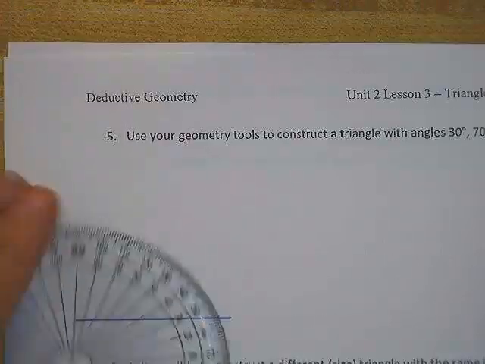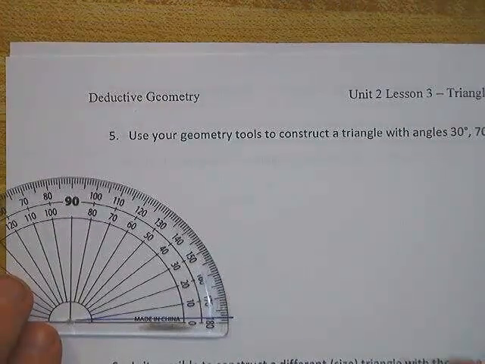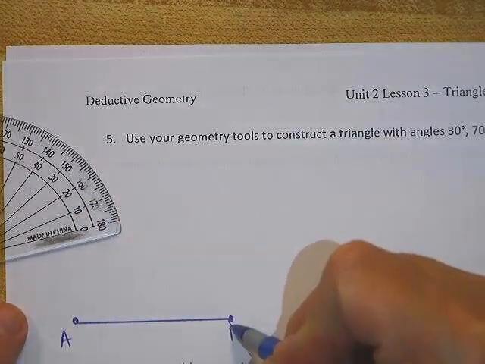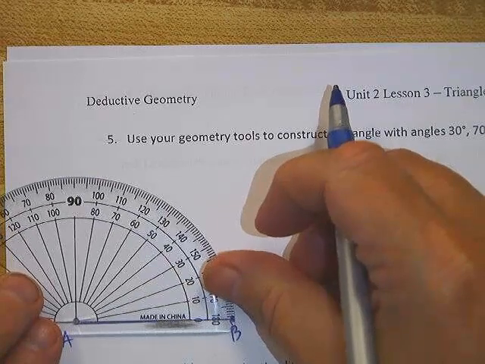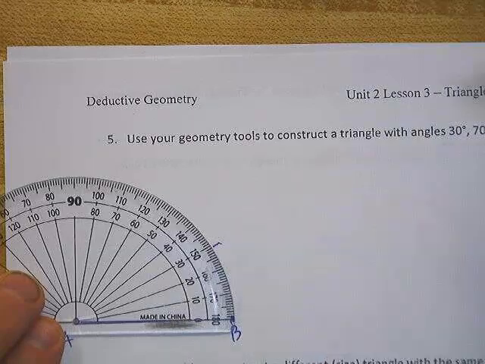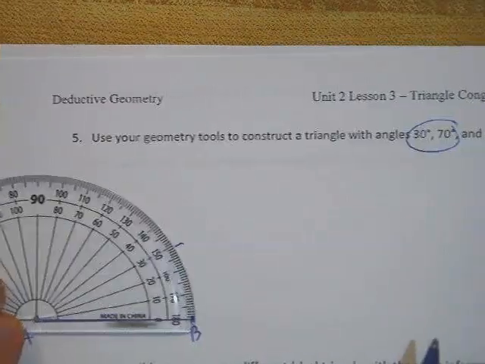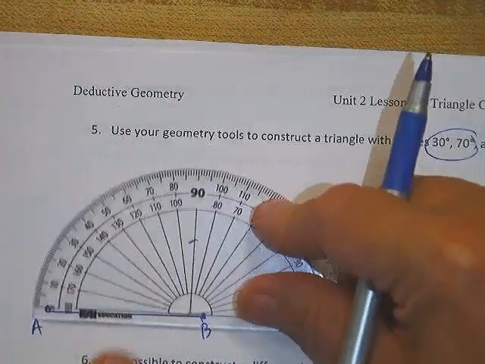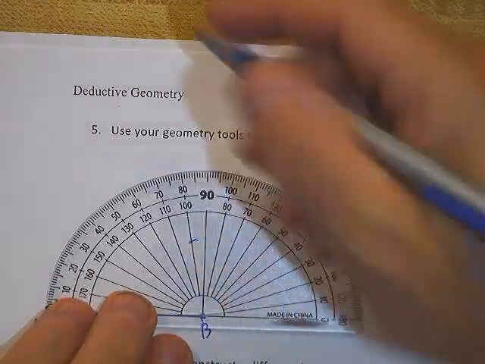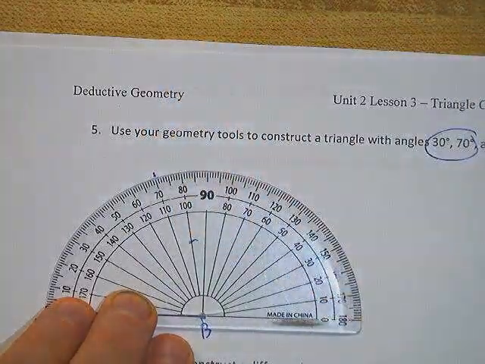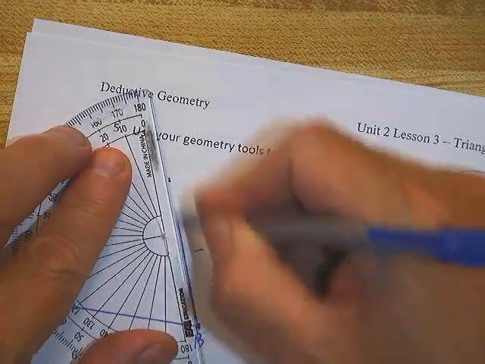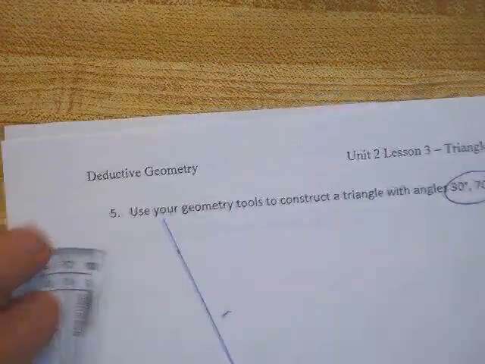Alright, so in problem number 5, you're asked to do a 30-degree angle. So I'm going to label the endpoints here A and B. So looking for a 30-degree angle off of one side, I'm choosing the 30 and the 70. And then off the other endpoint, I'm going to do the 70. And then draw in both sides. So this is my 70-degree angle.